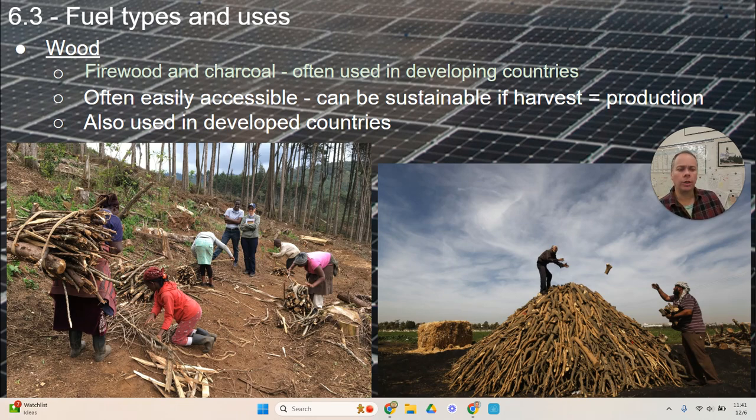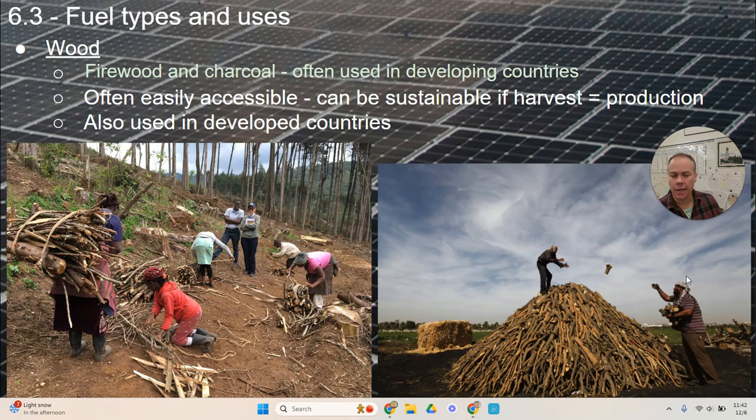Wood or biomass is used around the world, oftentimes for heating of homes and also for cooking. In an example here, we see some folks collecting firewood to use in their homes for cooking or for heating. And here we see people producing charcoal, which is when you take wood and burn it under low oxygen conditions to produce a more heat-dense material that we call charcoal.